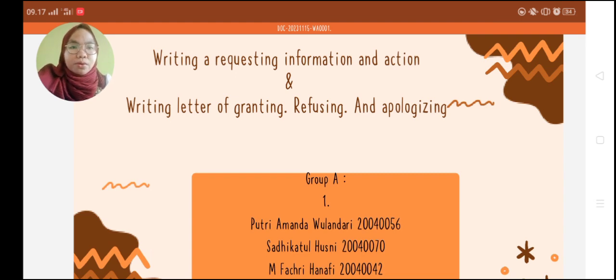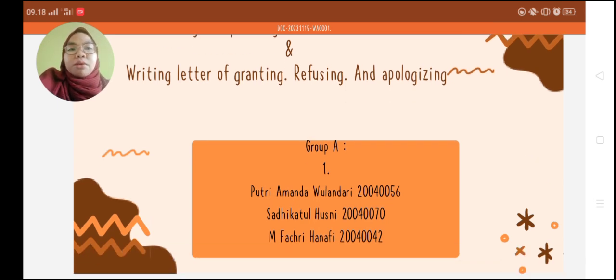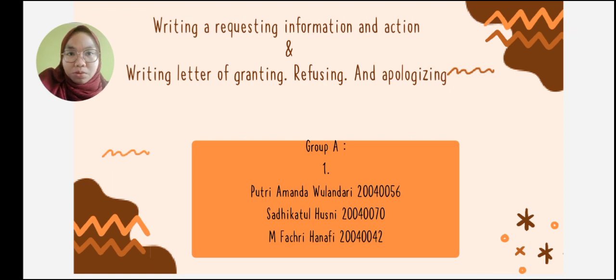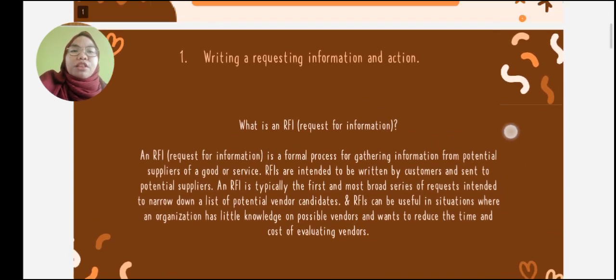We are from Group A. We will present our material today: reading requesting information and action, and reading letters of granting, refusing, and apologizing. Before that, let me introduce my team. My name is Putri Amanda Ulandari, and my partners are Harikatul Husni and Muhammad Fakri Hanafi. The first material is reading requesting information and action. I will present it first.